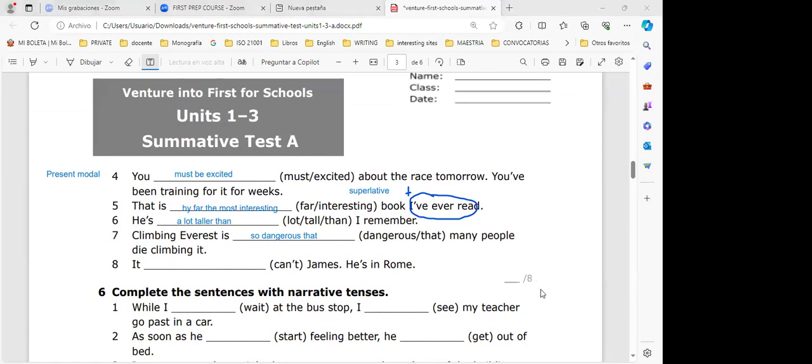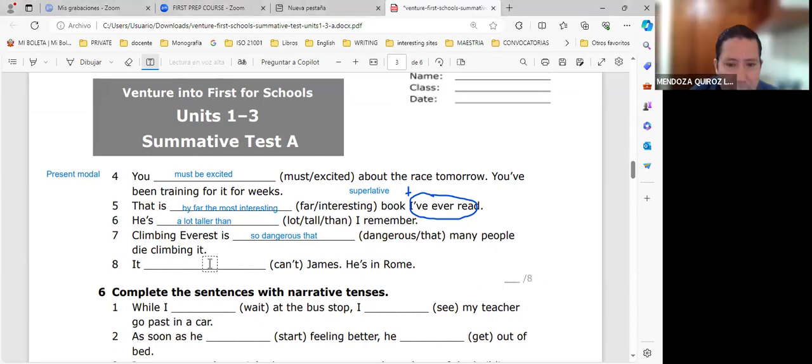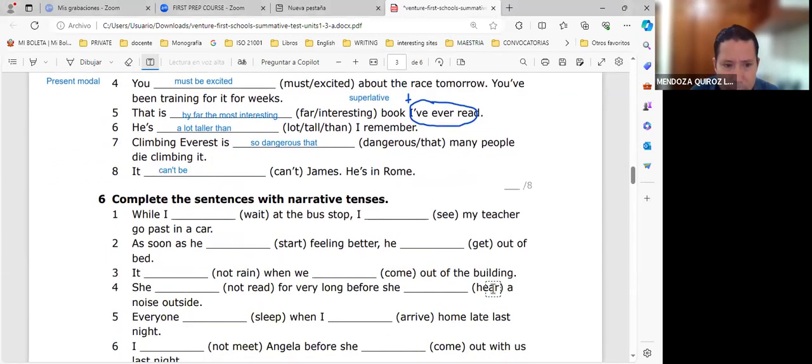It can be James. He's in Rome. It can be, no? Impossibility. You use can't for impossibility. Can be. James is in Rome. Impossible.